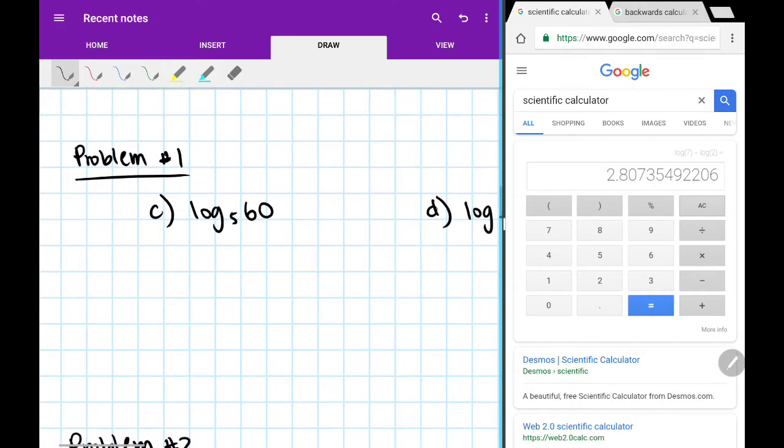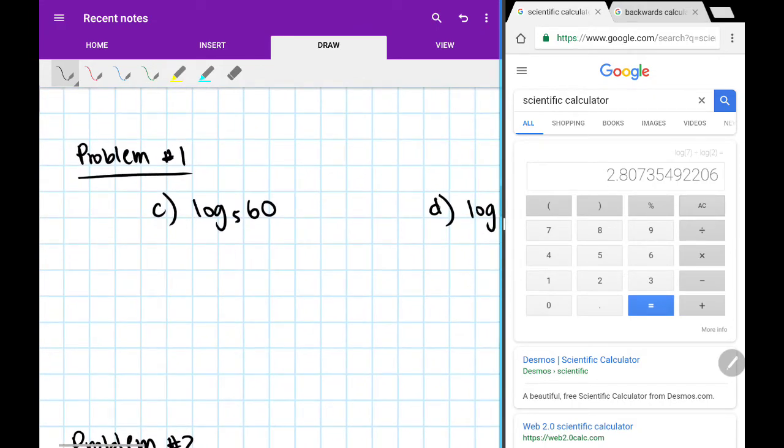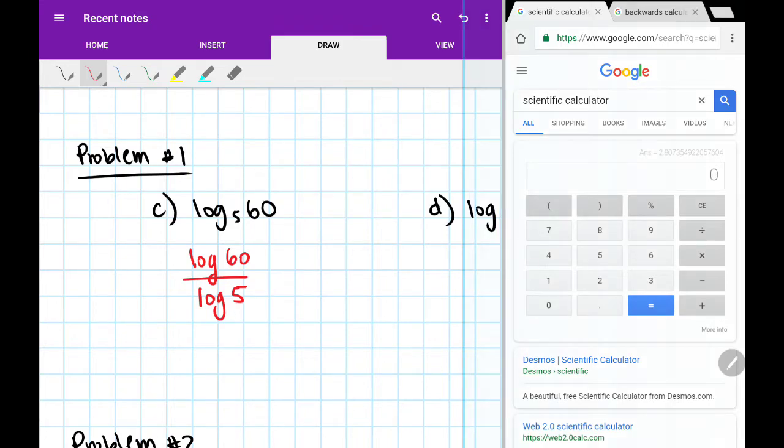Let's look at problem number 1C. Okay, it says log base 5 of 60. So you can try doing it in your head first. Okay, our base of 5. So 5 to the which exponent will give us 60? Well, there isn't a nice round number that will give us our exponent. So we're going to use our change of base formula here. That's the same as log 60 divided by log 5. Okay, let's go use our calculator on the right side.